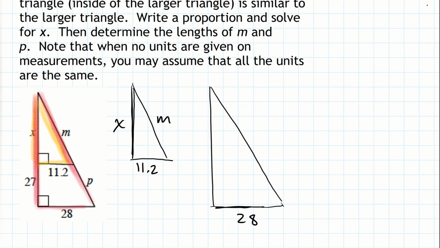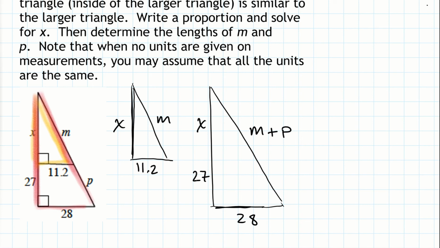This entire side is not M or P, but it's M plus P. You can see both of those lengths, both M and P, make up this side. And then there's two things that make up this other leg here. There's an X and there is a 27. Okay? There's an X and there's a 27. So we are asked to use this idea of proportions to solve for x.